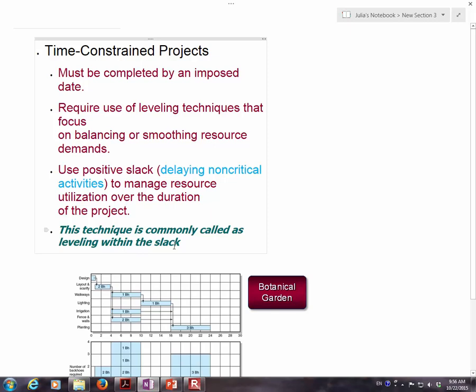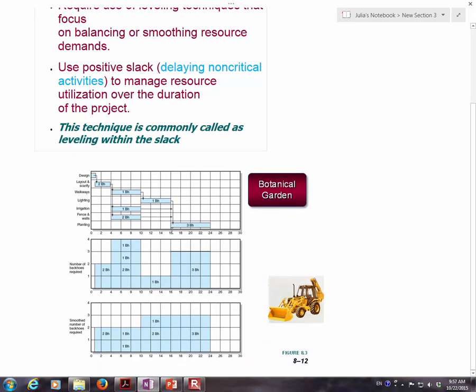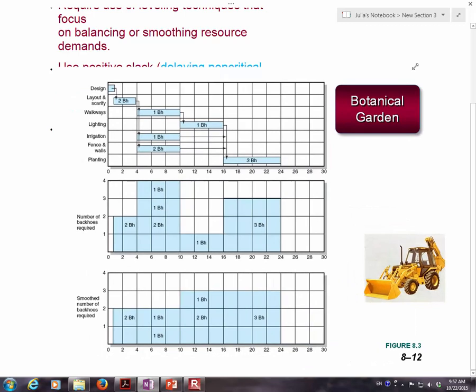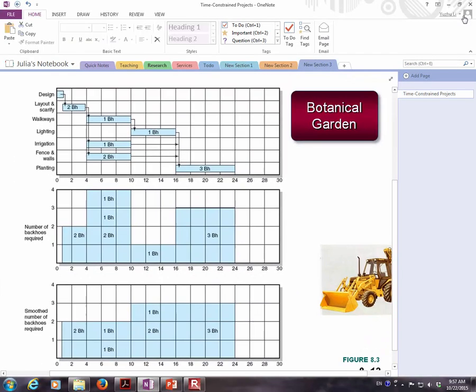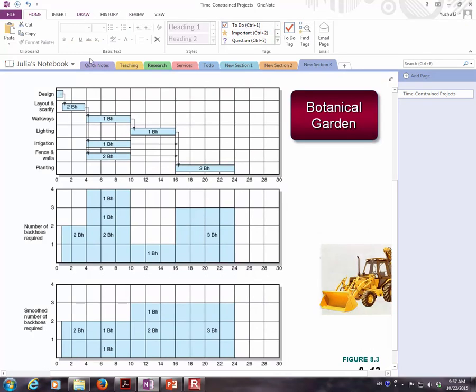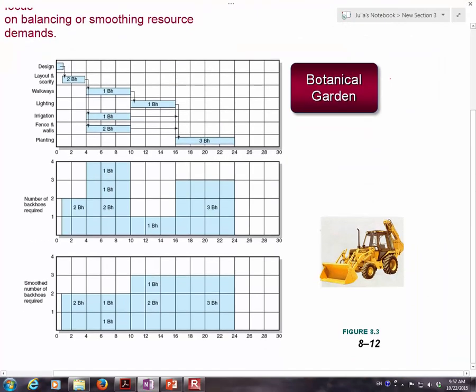Leveling within the slack. All right, so if you look at our textbook example, you can also find this slide in our chapter PowerPoint slide. I want to enlarge it so you can read it well, and let me change to my drawing pen. Now we will use a botanical garden project as an example. This is a time-constrained project.